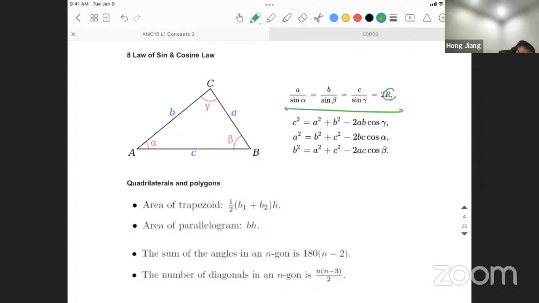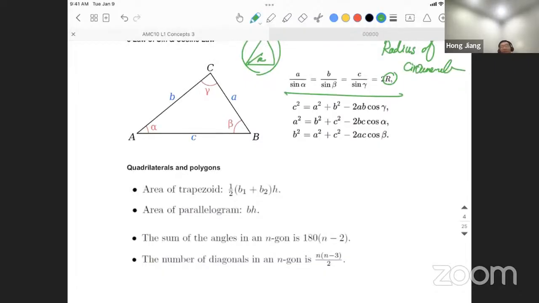What is this R? Do you guys know what this R stands for? Okay, tell me. R is actually the radius of the circumcircle, right? The radius of the circumcircle is actually your R. You guys should already have learned that in your day school or some other summer schools. So this is actually the sine law.